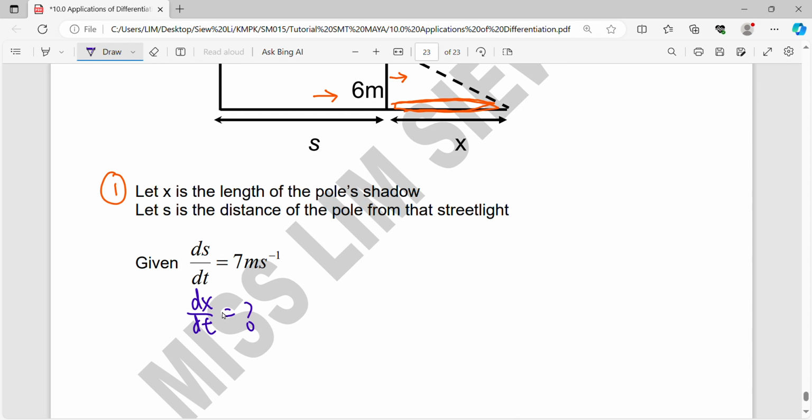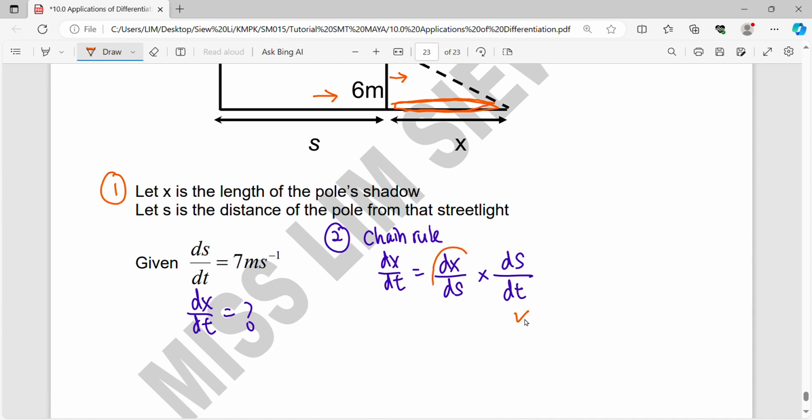From step number 2, we have to identify the chain rule. If we are finding dx/dt, the variable x will be linked with what kind of quantity so that it can be related back to time? Obviously we have ds/dt, so dx will be linked with the quantity s. So dx/dt equals dx/ds times ds/dt. And we know that ds/dt is already given.